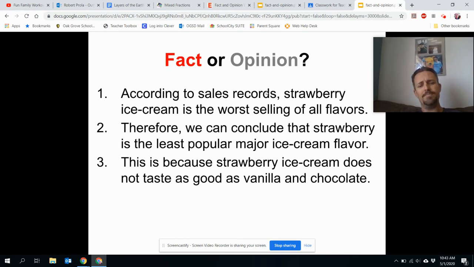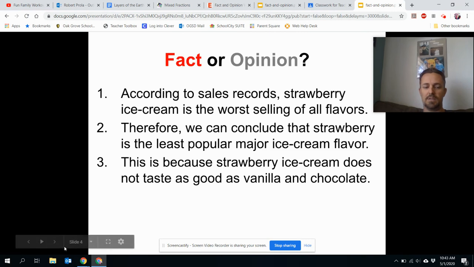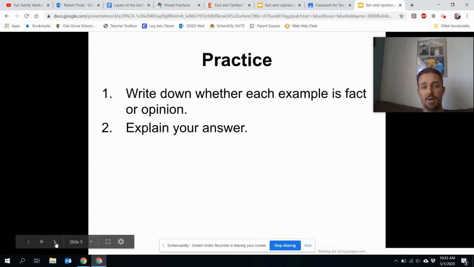Well, you got to think about that one. You have to think about that one. But you can conclude it. That is a fact, right? That's a conclusion you can make. And then number three, this is because strawberry ice cream does not taste as good as vanilla and chocolate. That one is obviously an opinion. Some people might like it better, right?